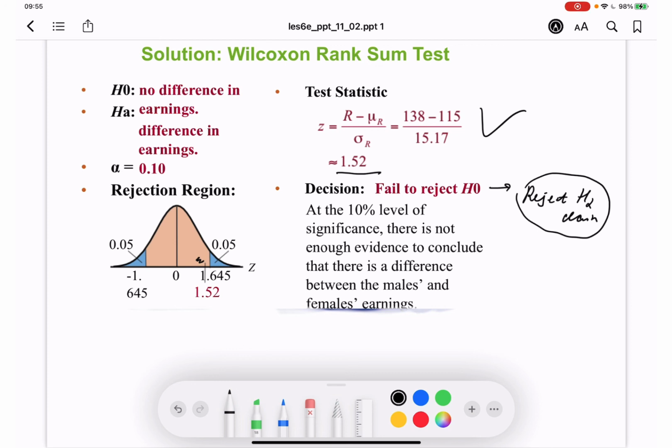The alternative is always worded with the verbiage support. So how do we build the meaning of reject with the word support? The following way. There is not enough evidence to support the alternative hypothesis, or not enough evidence to conclude that there is a difference between the males' and females' earnings. Okay?